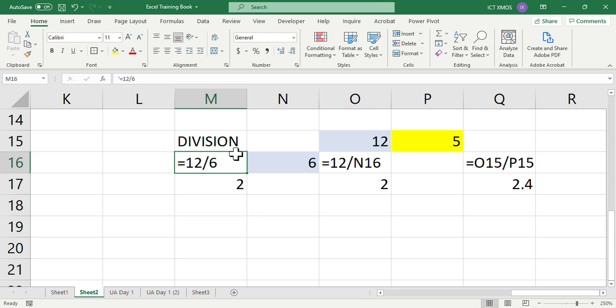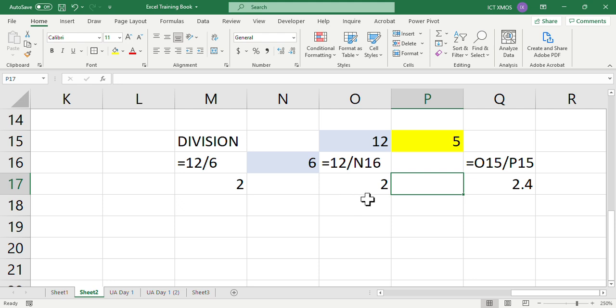How will I remove the apostrophe? How did you put it in the first place? You typed it in, so you go there and delete it. Once you delete it, it will turn into a formula. That's how you do it. So that is for division.